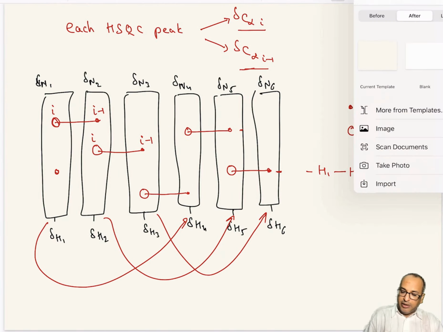Similarly, another triple resonance experiment which is complementary to HNCA is called HNCOCA. We'll quickly look at the magnetization transfer pathway of that. Here what we are doing is taking the magnetization from amide proton to nitrogen. Whenever I say that I'm transferring the magnetization, I'm always using INEPT here. INEPT is by JNH. Then from nitrogen, instead of C alpha, I'm taking the magnetization to C prime, that is the carbonyl carbon.